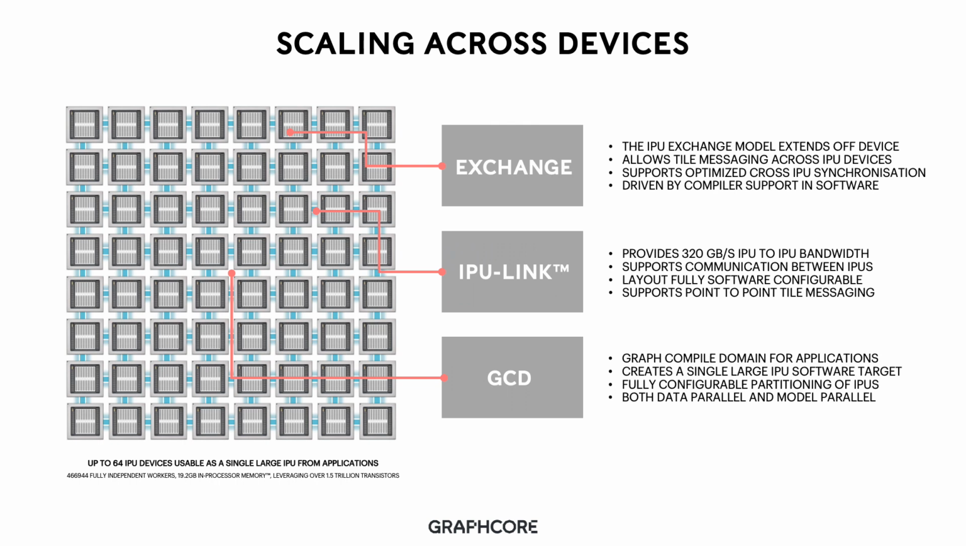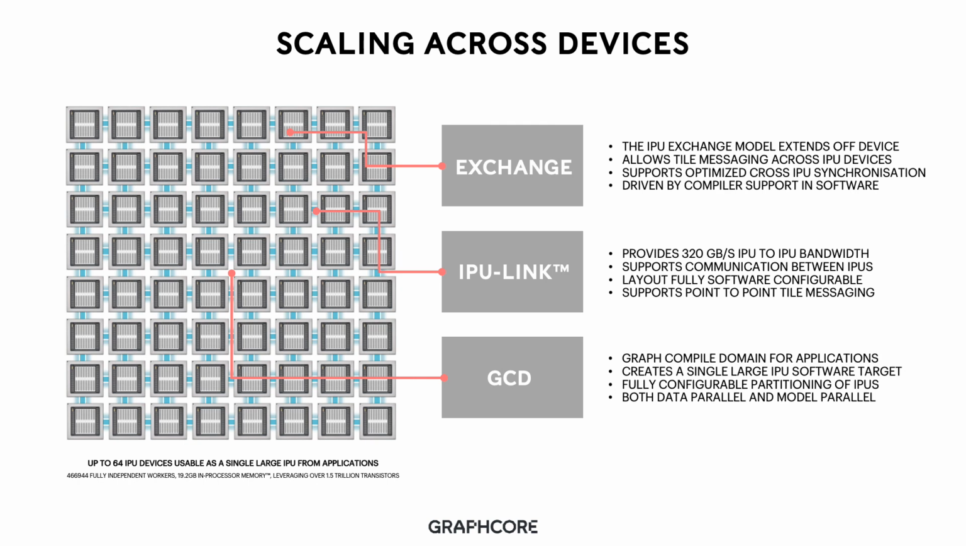IPU Link provides 320 gigabytes a second of IPU to IPU bandwidth and supports communication between IPUs. Its layout and configuration is fully software configurable into the shape and size of the networks we build. It supports point-to-point tile messaging and through routing between processors for efficiency.